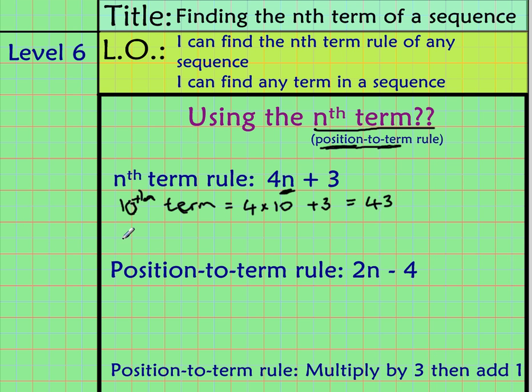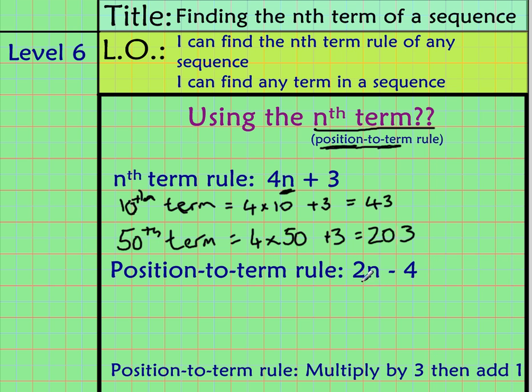What about if I was looking for its 50th term? Well, I would do 4 times 50 and add 3. And I happen to know that 4 times 50 is 200, and then I add 3, so that's going to tell me that the 50th term of this sequence was 203. Okay? So now they've just changed the word here. Instead of saying nth term, they just said position to term, but it's the same thing here.